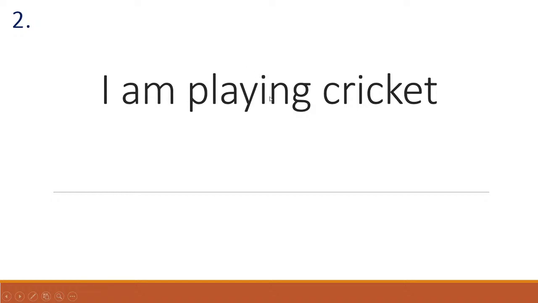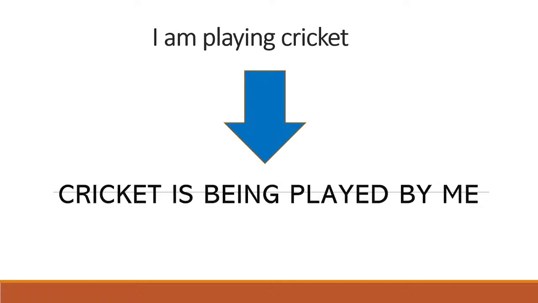Then what is the base form of playing? It is play. Play is the base form, right? We have already discussed the base form. If you haven't seen that video, please do so. Okay. So cricket is being. Then play is the base form. And what is the pp form of play? It is played. So cricket is being played by, I will become me. So cricket is being played by me, right? This is the sentence.